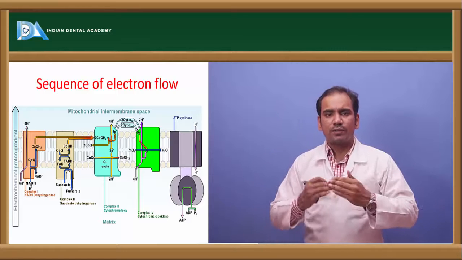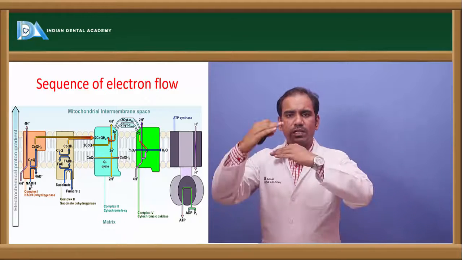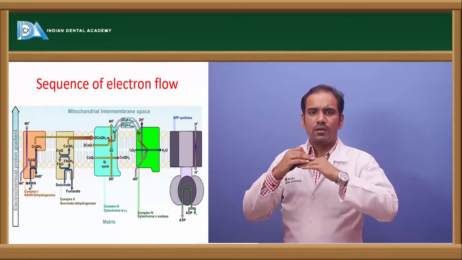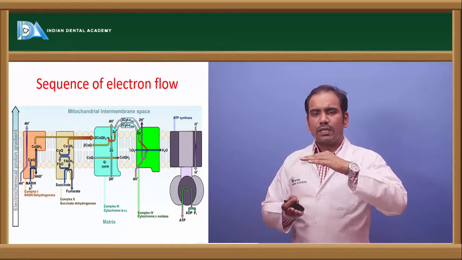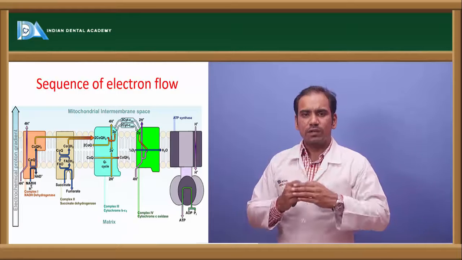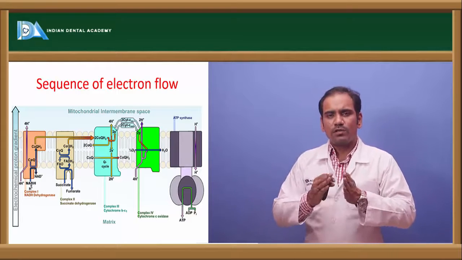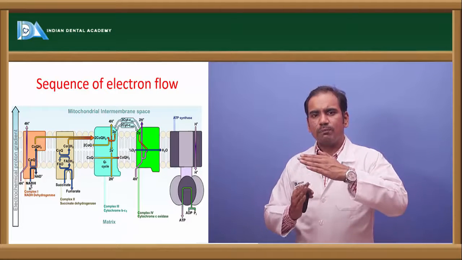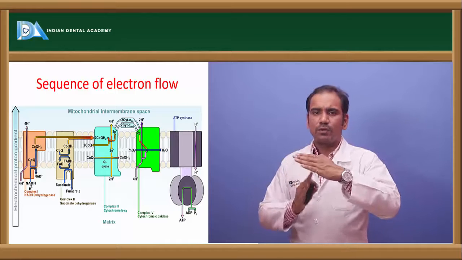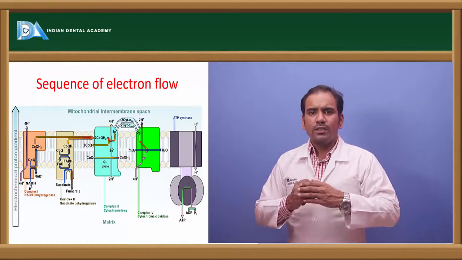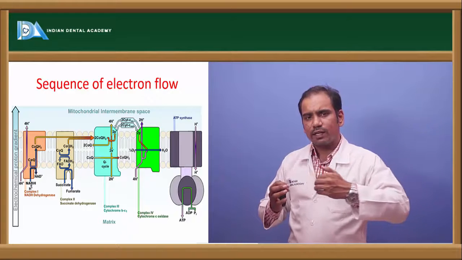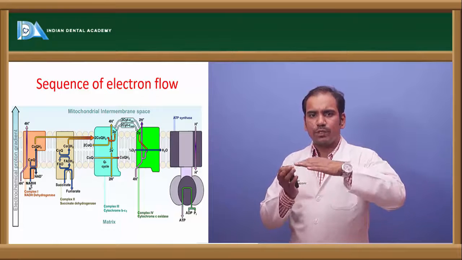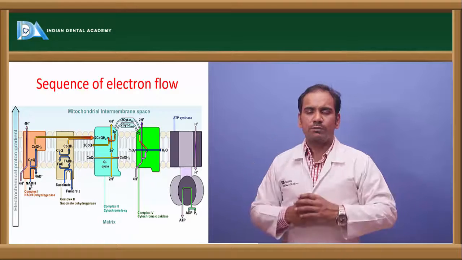So as we discussed, there is outer membrane and inner membrane, and the space between outer membrane and inner membrane is called the intermembrane space. So the protons are pumped into the intermembrane space through the complex 1, complex 3 and complex 4. So these complex 1, 3 and 4 are called proton pumps, because protons are pumped from the matrix to the intermembrane space through these complexes. Right. So the energy which is released during the transfer of electrons from these complexes is responsible for the pumping of protons from the matrix to the intermembrane space.